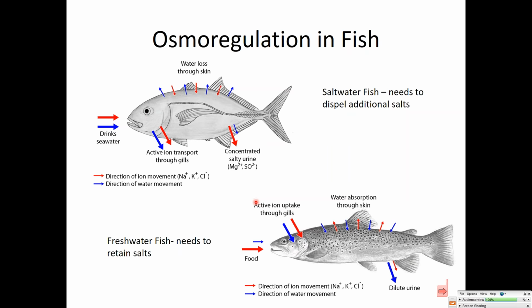Whereas freshwater fish have to retain their salts. Their salts are going to leave them and go into the less salty water around them. And so they have very dilute urine. Their urine is less salty than the water around them, okay, because they're trying to retain their salts. At a cellular level, they have to perform active transport, or else that saltwater fish would shrivel up. Now, freshwater fish would swell up. Okay.